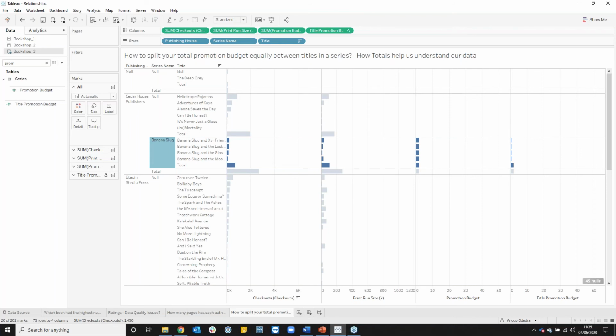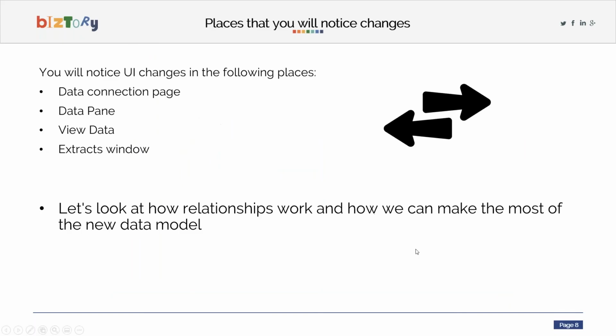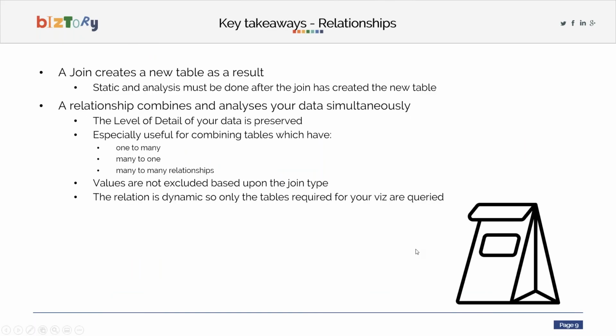Let's have a quick recap on those. So, key takeaways. Firstly, if we look at joins, a join in previous versions of Tableau, and in the current version as well, what a join does is it creates a new table as a result. That new table is static, and the analysis must be done after that join has created the new table.